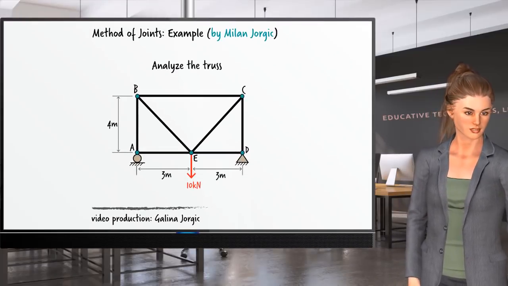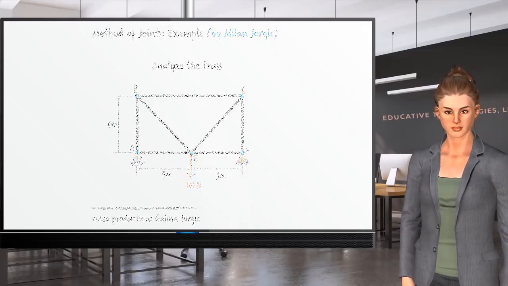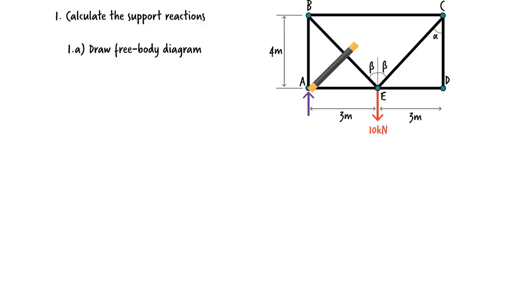We wish to analyze this truss using the method of joints. We start by calculating its support reactions. To determine the reactions, we need to draw the free body diagram for the entire truss. Note the unknown reaction forces. We have labeled them Dx, Dy, and Ay.